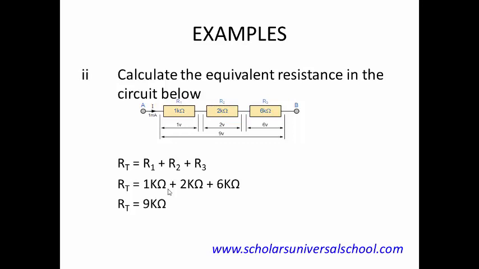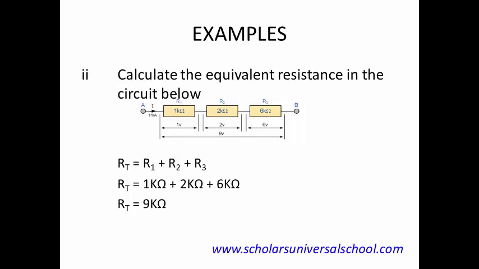Now for your second resistor, R2 is 2 kilo ohms and your R3 is 6 kilo ohms. The potential drop across the three resistors is 9 volts. But for this question, we only have to find the equivalent resistance in the circuit that we have here.